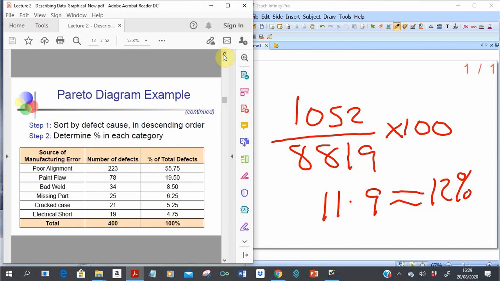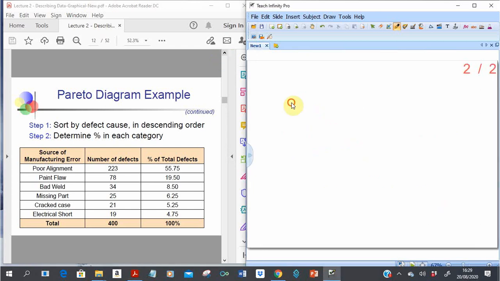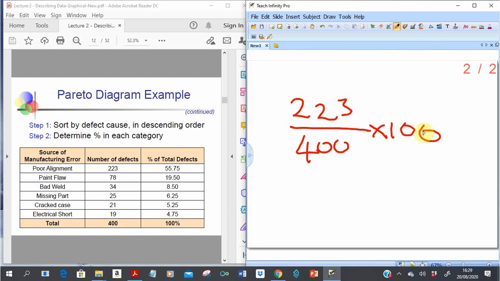We find the percentages. So for the first one we have 223 over 400 times 100, and this should give you this percentage, which is 55.75. Okay, so that is how you get the percentage, and as you can see, the percentages were found for all the sources of manufacturing error.